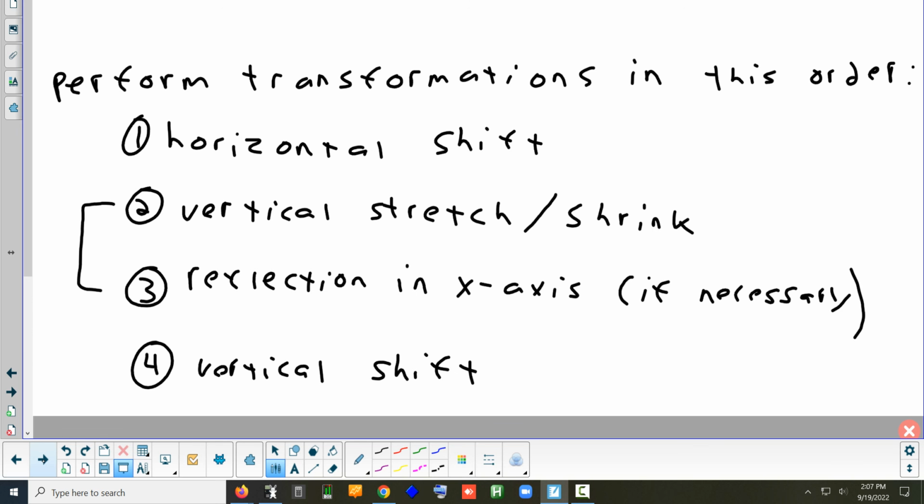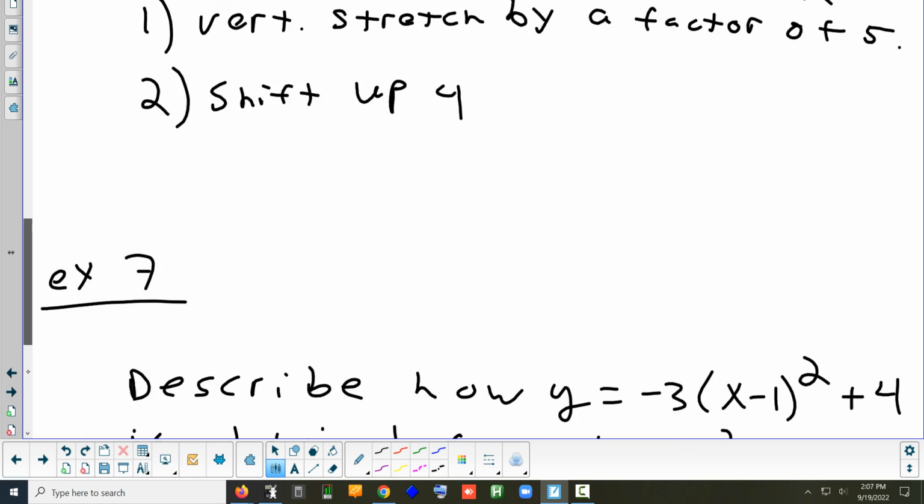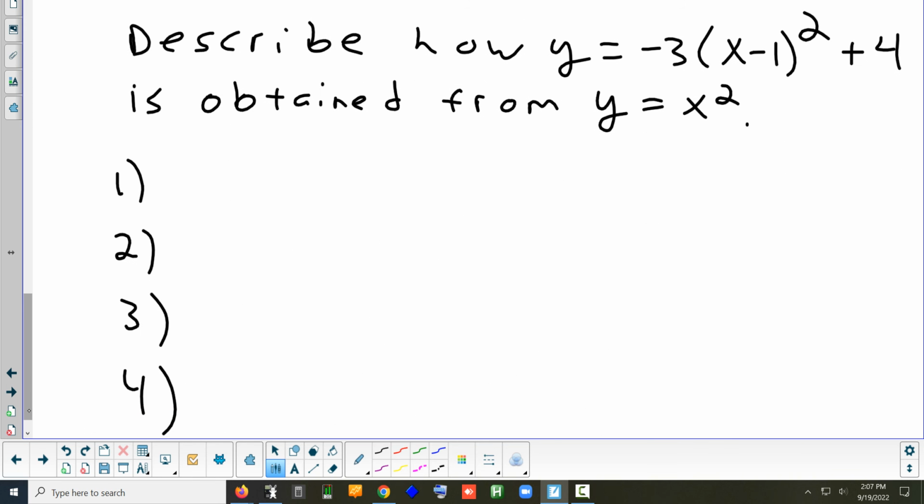So what's the first thing we deal with? Horizontal shift. Yep, horizontal shift. So that -1 is going to be a horizontal shift, but which way? Right. To the right, yes. -1 will shift it right 1. So all you have to do is say shift right 1.